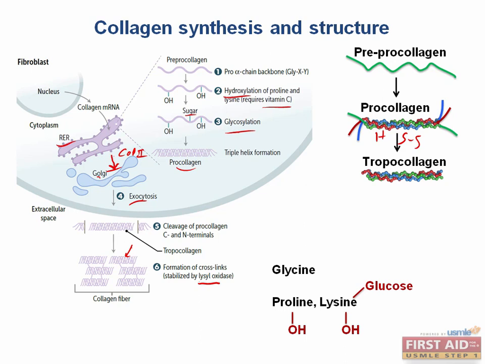That would be copper, and by the way, lysyl oxidase is also needed to make elastin. This results in the final product, collagen fibrils. A deficiency in this last step is one of the important causes of Ehlers-Danlos syndrome, which I'll go over in a couple slides.